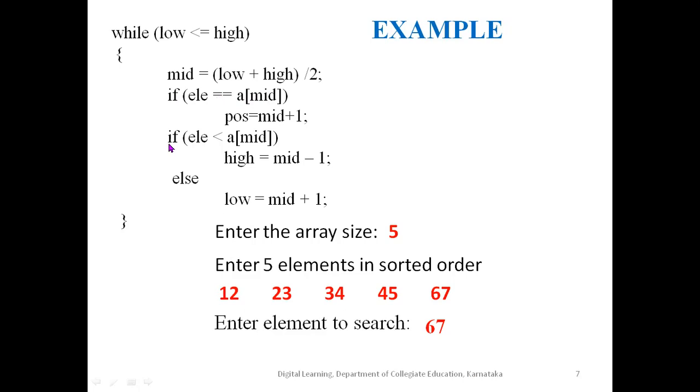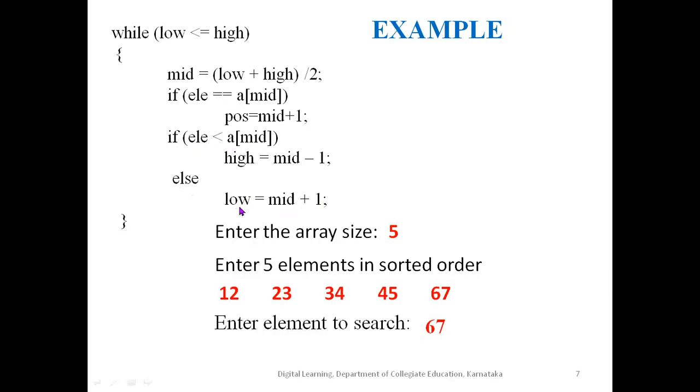So after that statement, we have again a decision statement. If element is less than A of mid, our element is 67, is it less than 34? It is again not true. So we come to the false block where low is changed to mid plus 1.